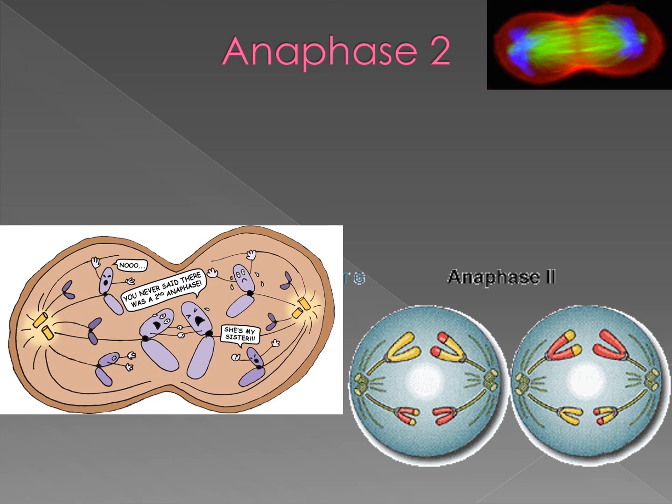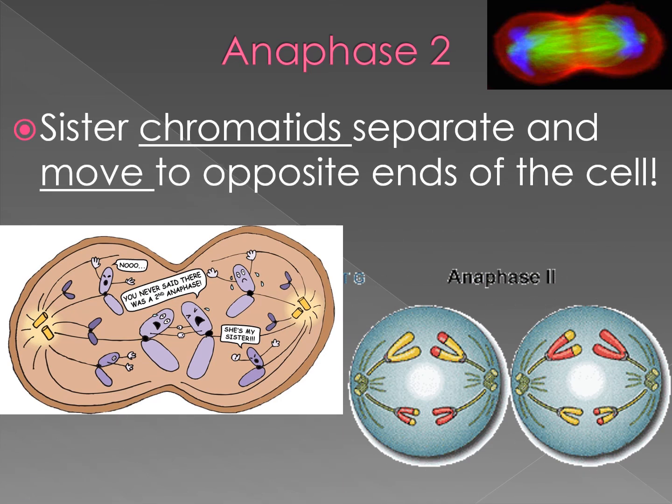Anaphase 2, sister chromatids separate and move to the opposite sides. So no more chromosomes.